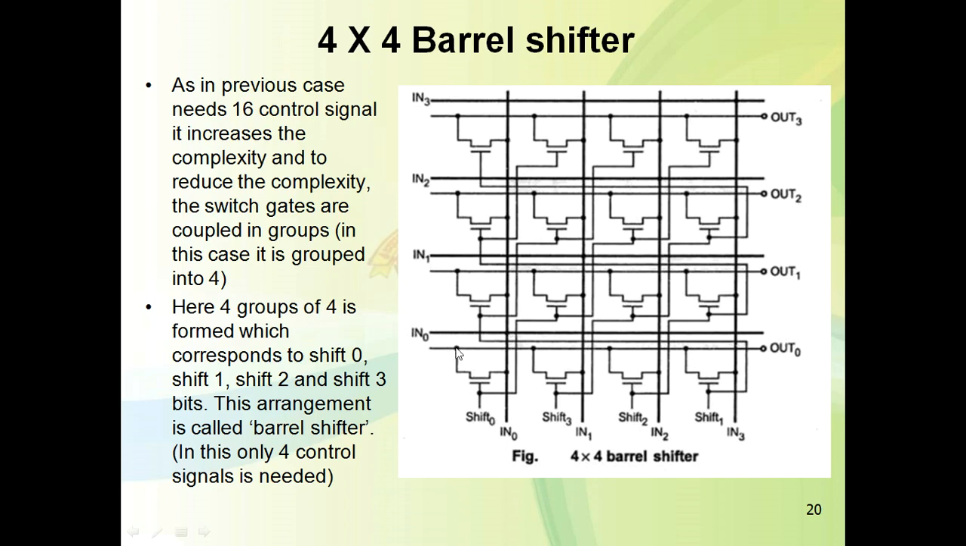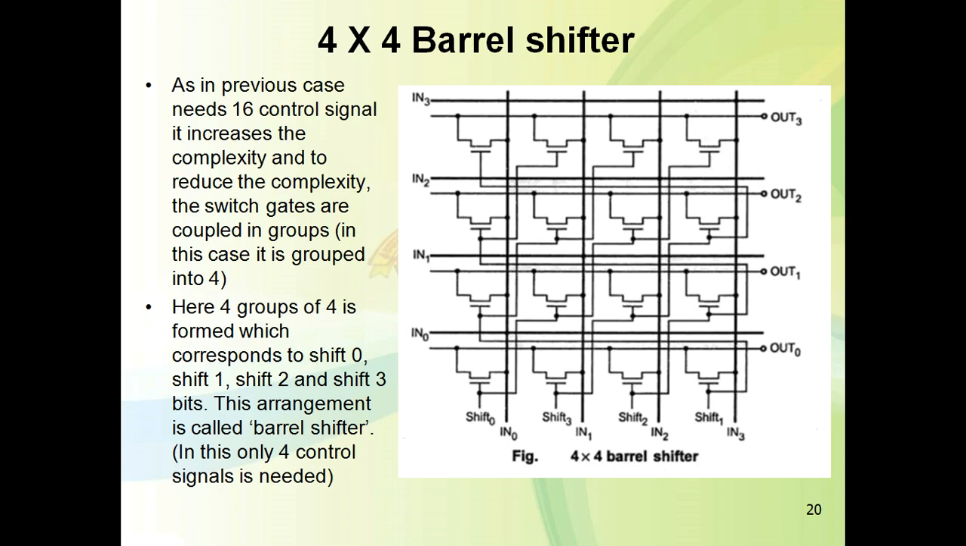Now if you want no shift, that is input equal to output, input 0 is connected to out 0. Likewise input 1 is connected to output 1, input 2 is connected to output 2, and input 3 is connected to output 3. So likewise, no shifting is obtained.